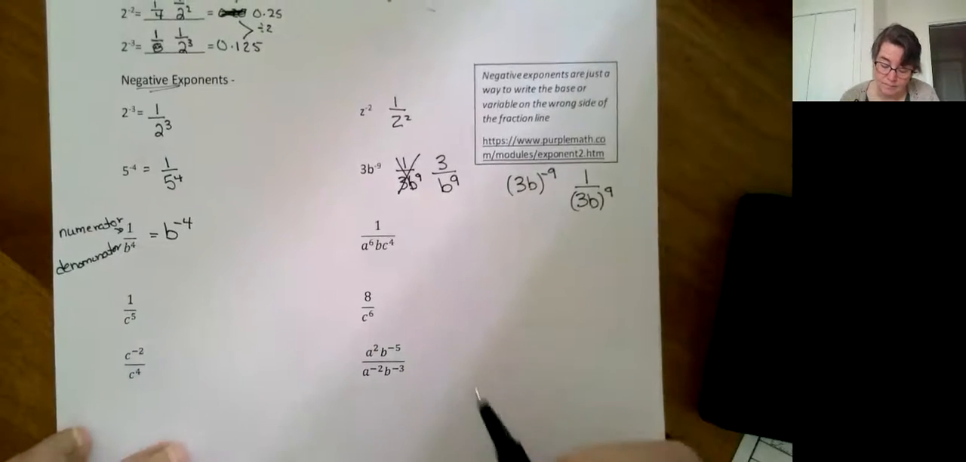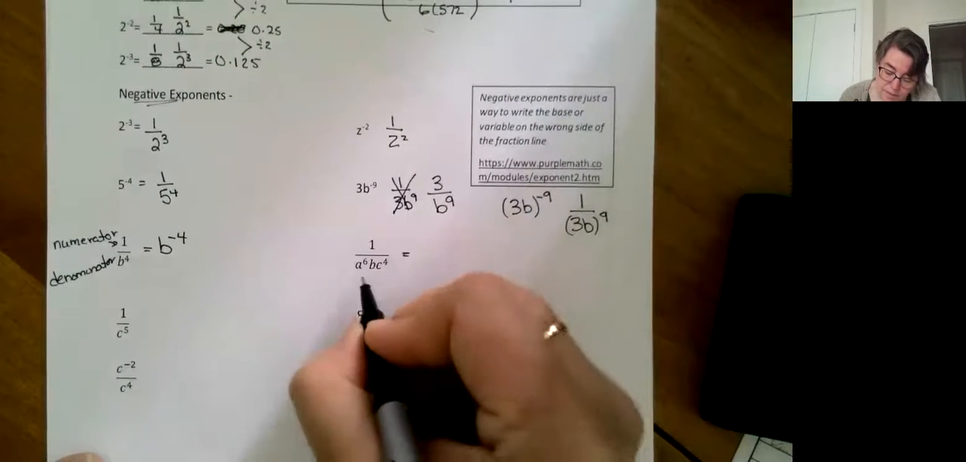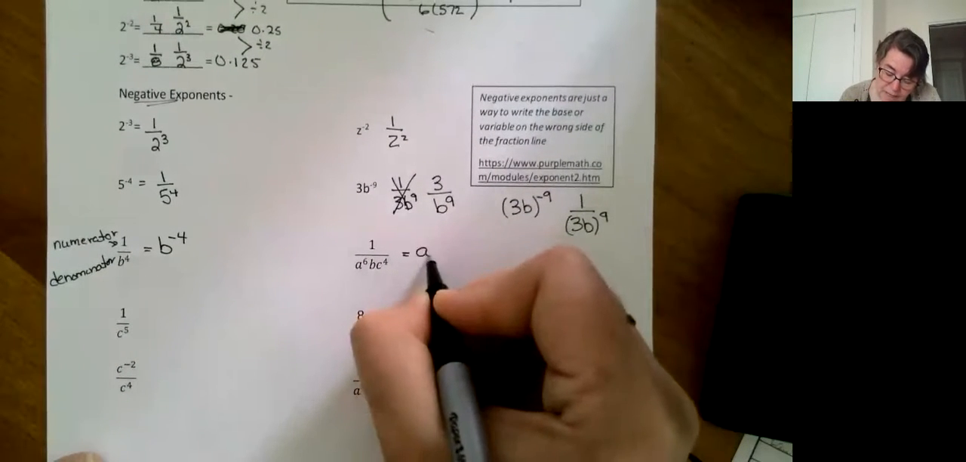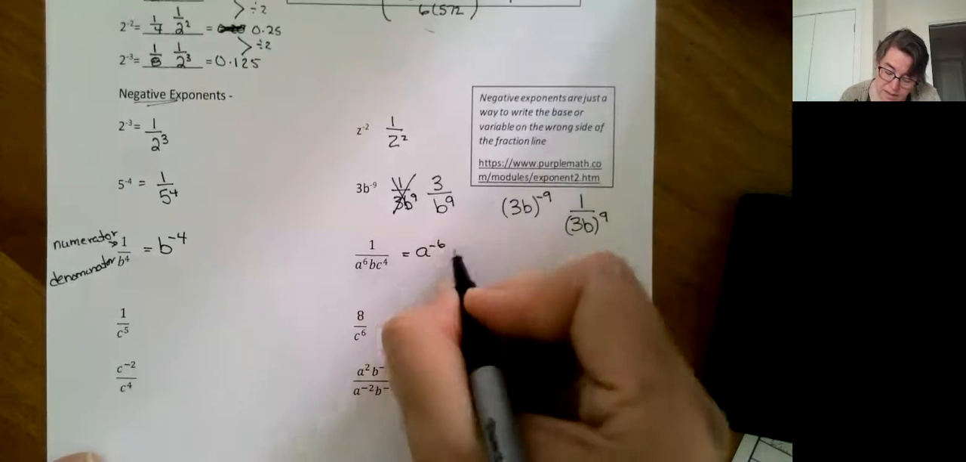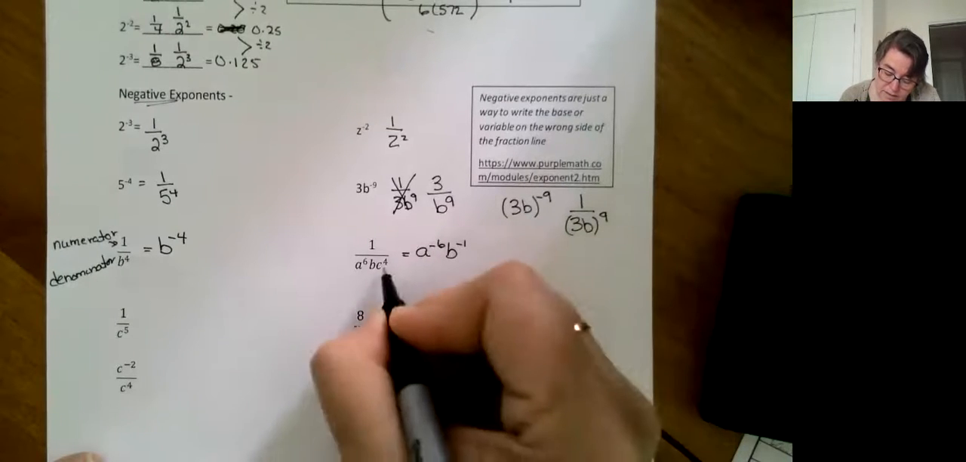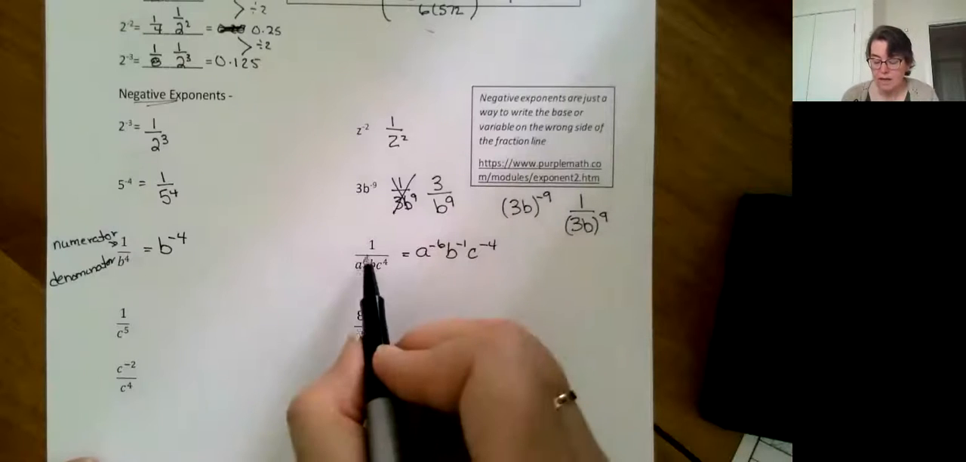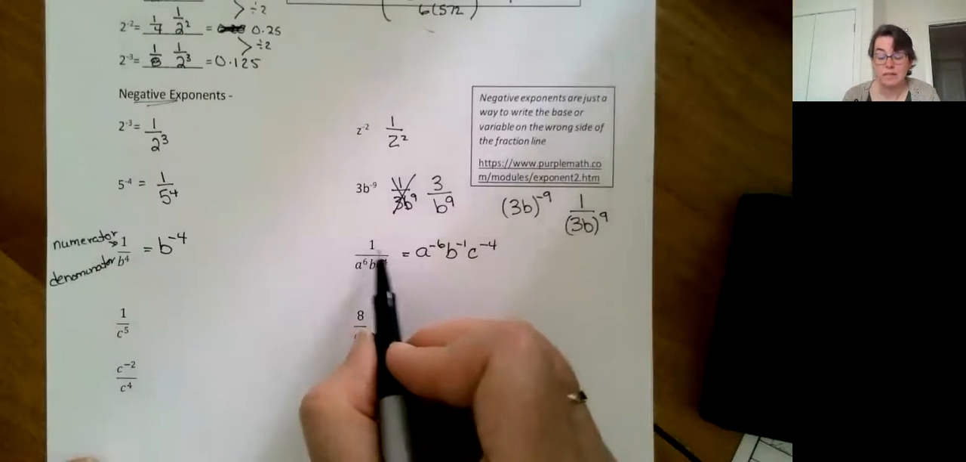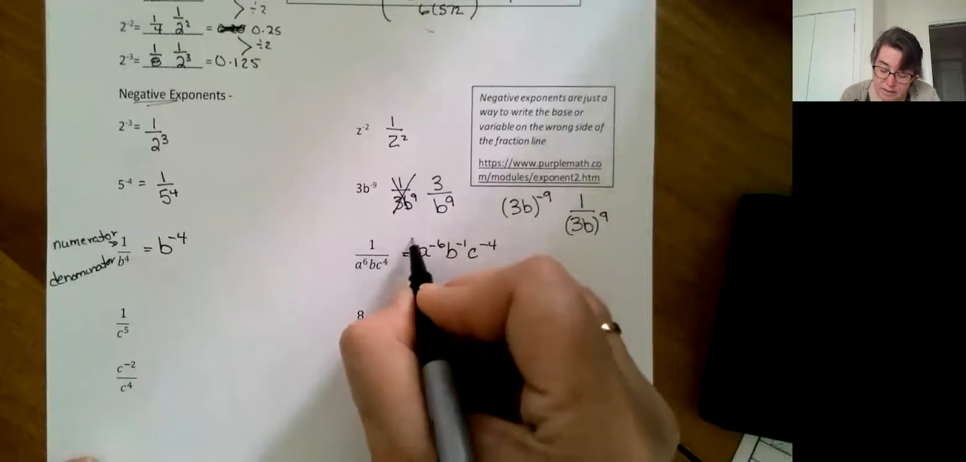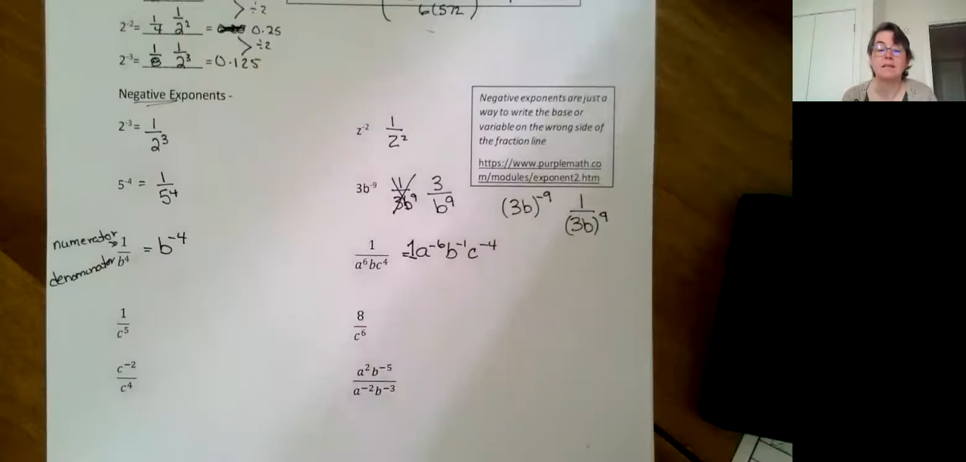So when I move this up, it becomes a to the minus 6, b to the minus 1, and c to the minus 4. I want to say the 1 disappears, but you know what? Really, it's still there. It's understood. Okay.